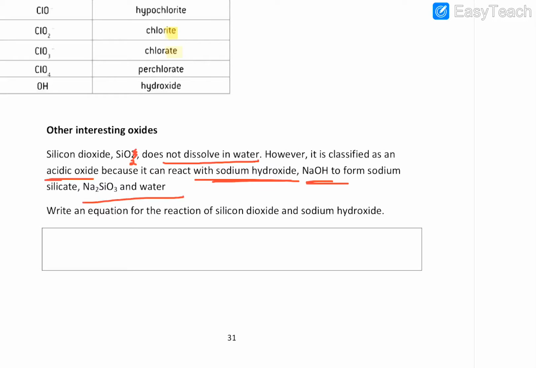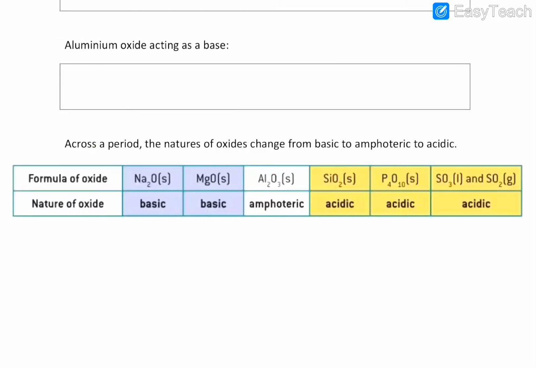You'll have to write a reaction for this. You have the reactants, you have the product. I think you can write a chemical reaction. Now, silicon dioxide is sand. So, of course, sand does not dissolve in water, but it will react with an alkali.